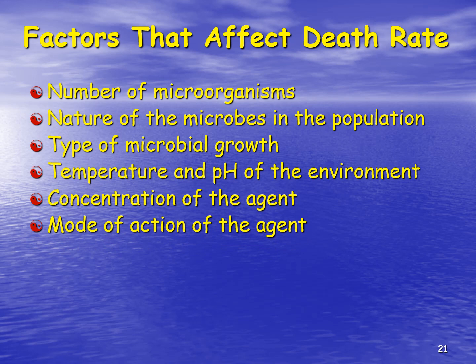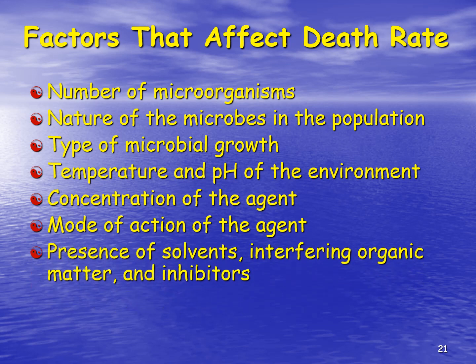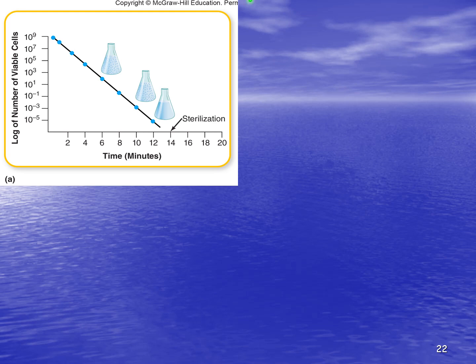What is the mode of action? How does it work on the microbes to actually kill the organisms? And is there presence of solvents, interfering organic matter, or some sort of inhibitors in the environment? So when we look at the death rate over time, this is actually just simply the log death phase of the growth curve of microbes. So the log number of viable cells, and again, it is a logarithmic death because they die exponentially.